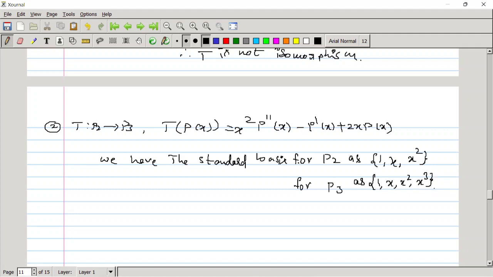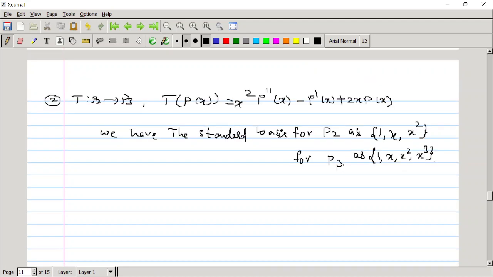Actually, we have an infinite number of bases for P2 and P3 respectively. So by changing the bases, we will get different kinds of matrices. But here we have to calculate the matrix A corresponding to the standard ordered bases for P2 and P3. So we are considering these two ordered bases and we are calculating the matrix A. So we'll see what the matrix A is. Firstly, let me calculate the images of the elements.